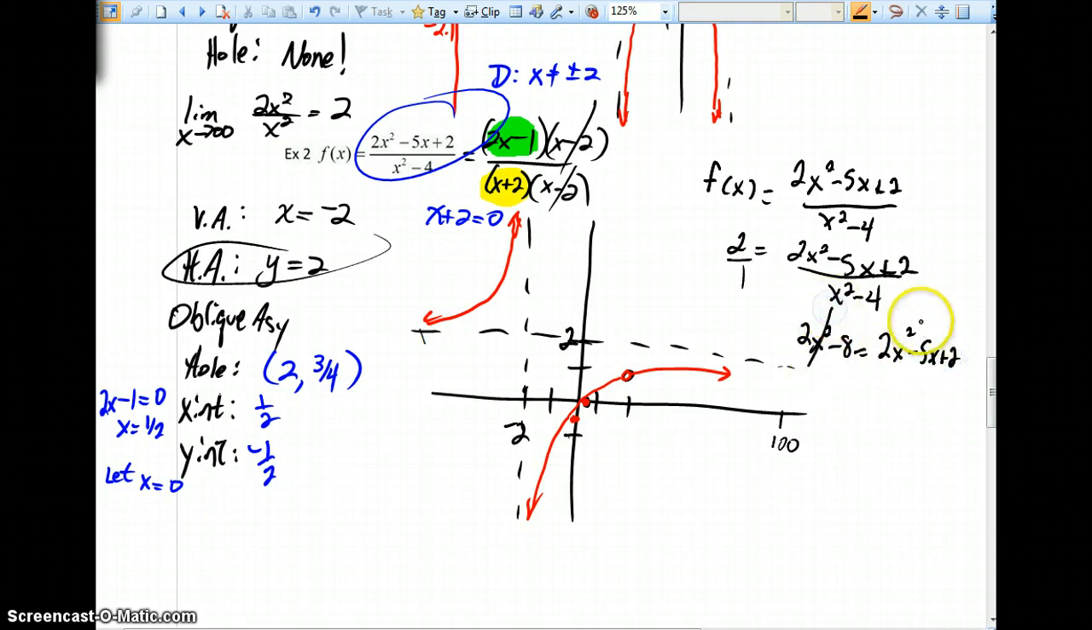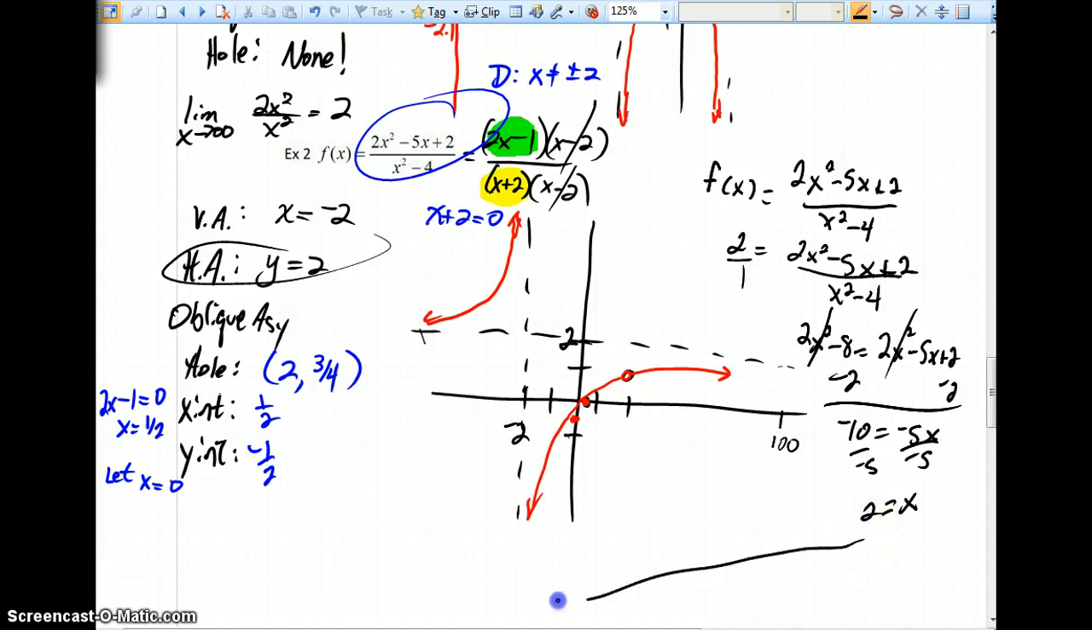Look right here, something nice. I can subtract 2x squared from both sides. Solving for x, I'll subtract 2 from both sides to get negative 10 is equal to negative 5x. If I divide by negative 5, I will get x is equal to 2. However, that's where we had a hole. What we're seeing is this doesn't make sense, of course. Obviously, our function is not crossing our horizontal asymptote here. There are no other x values that would make this fraction equal 2.